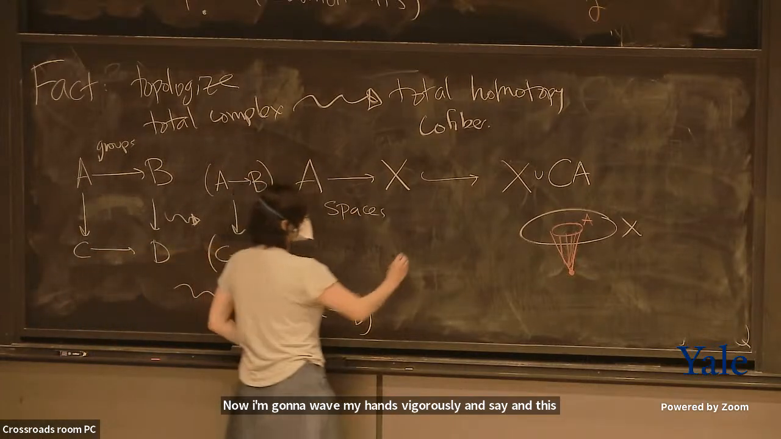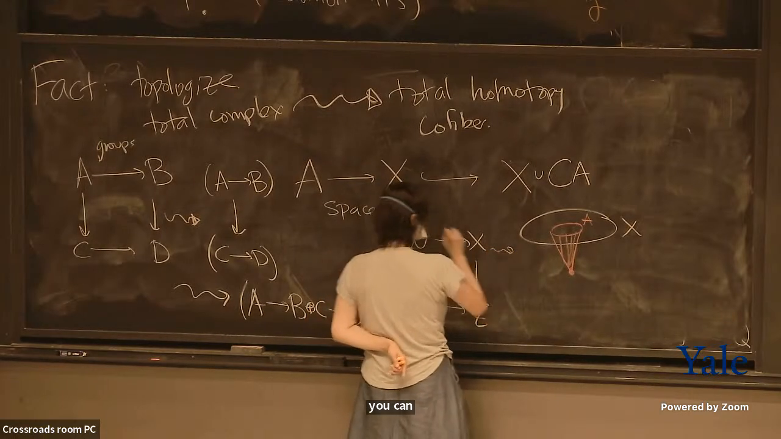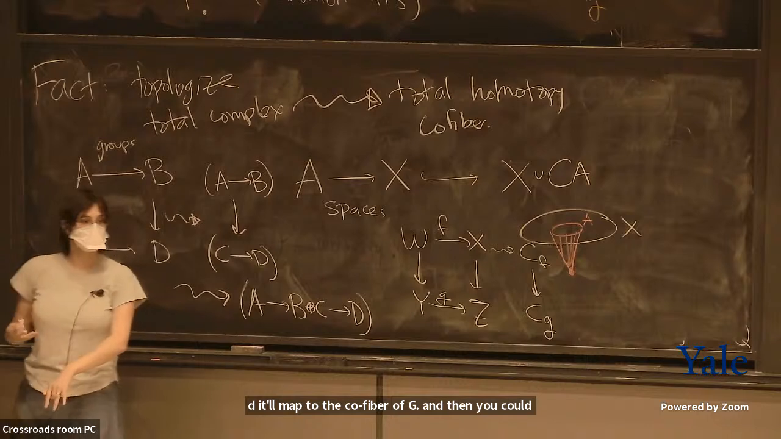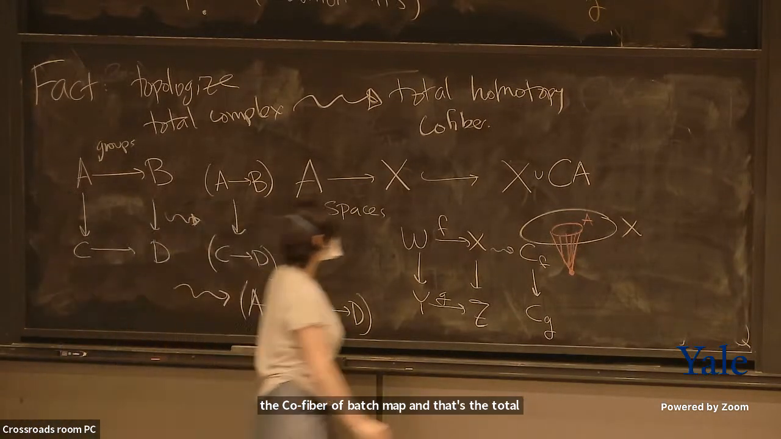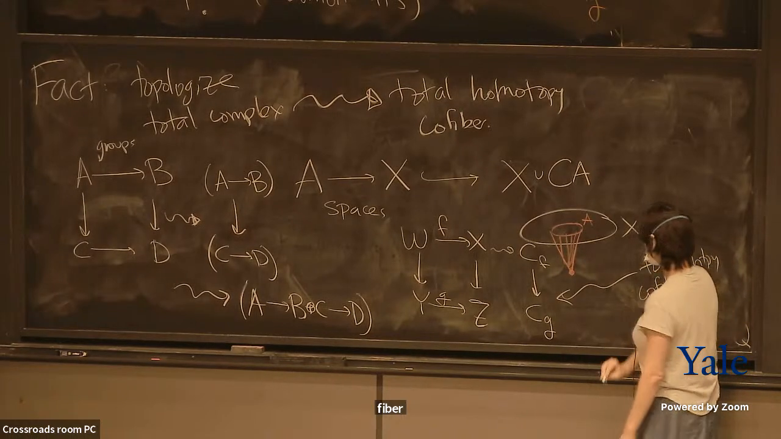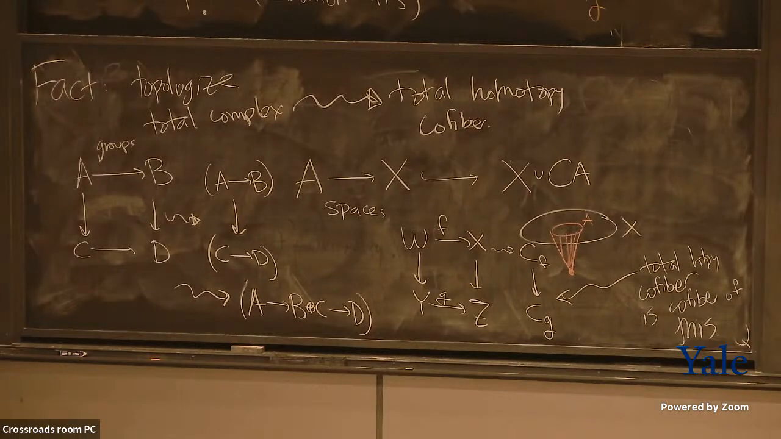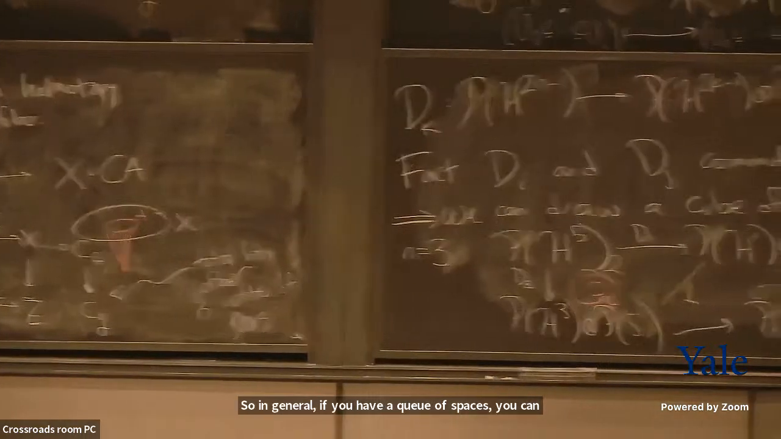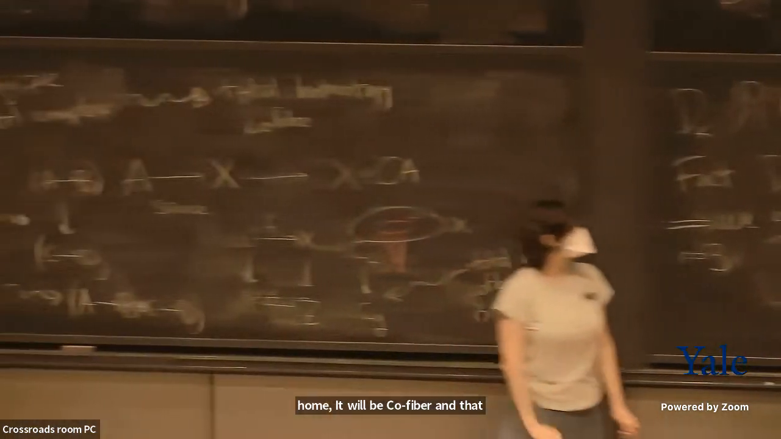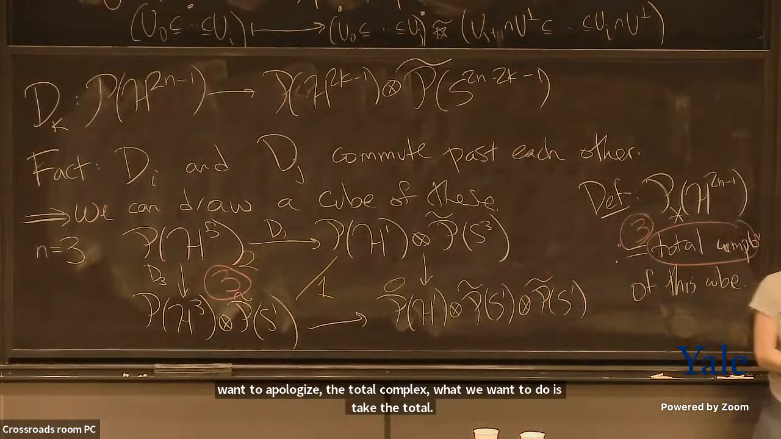But similarly, if you have a square of spaces, you can take the cofiber here. So we'll call this F and G. You can take the cofiber here, and it'll map to the cofiber of G. And then you can take the cofiber of that map, and that's the total homotopy cofiber. So in general, if you have a cube of spaces, you can start taking cofibers in each direction until you're left with a single space. And that is called the total homotopy cofiber. And that correctly corresponds to the total complex. So if we want to topologize the total complex, what we want to do is take the total homotopy cofiber of the Dane cube.